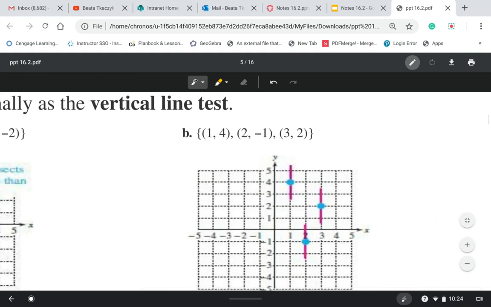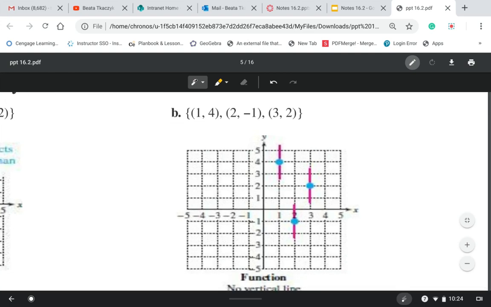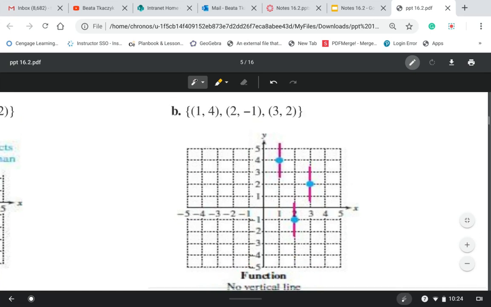Here, part B, this is a function. We have the relation given by the set of ordered pairs 1, 4, 2, -1, 3, 2. So I graph them, and now I create a vertical line. And at each point, my vertical line intersects this graph only once. So we pass the vertical line test, which means this is a function. What that means is that each input, each x, has assigned exactly one y value. So we definitely have a function.